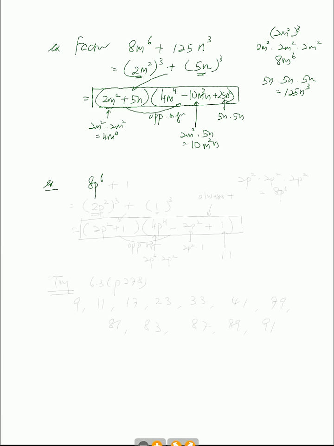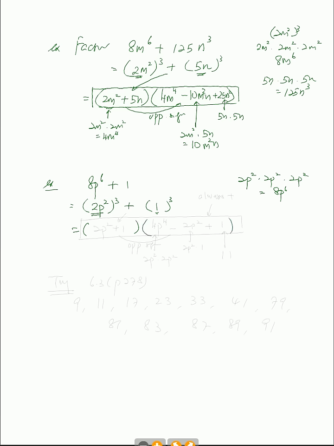What number times itself 3 times will give me 8p to the 6? I hope you see that this is going to be 2p squared, because 2p squared times 2p squared times 2p squared will give me 8p to the 6. How about 1? What times itself 3 times will give me back 1? 1 is the natural choice, because 1 times 1 times 1 is 1. So these are my two candidates, 2p squared and 1. Start the smaller parentheses and the bigger one. What's in the first parentheses is going to be exactly these terms, 2p squared and 1. Use the same sign, so it's going to be plus.